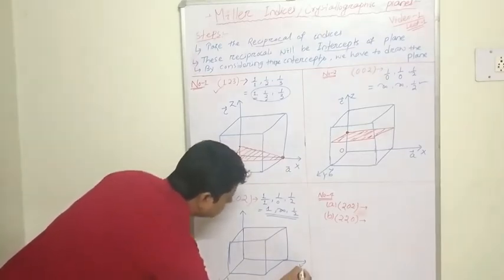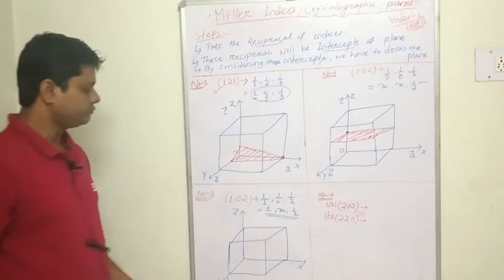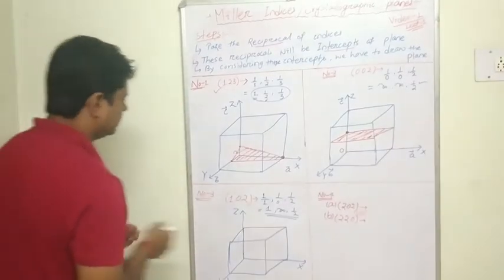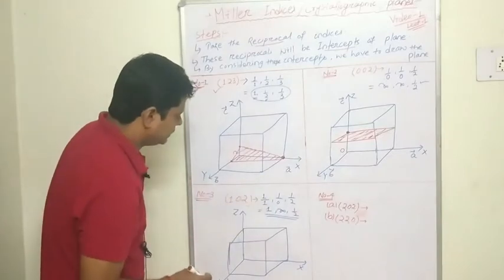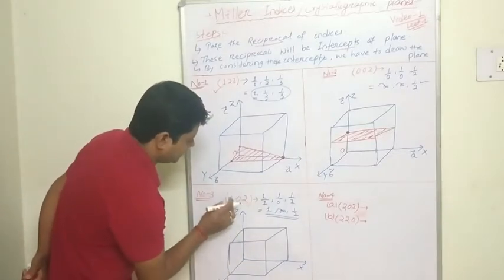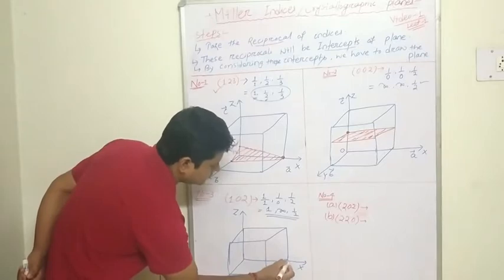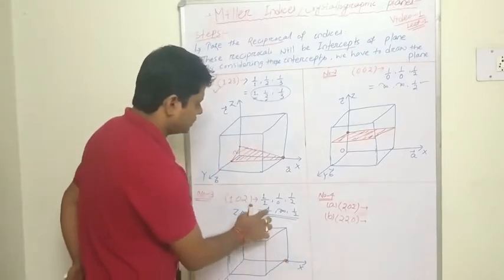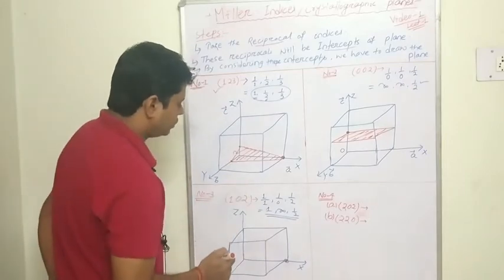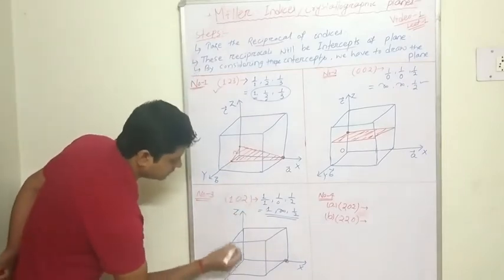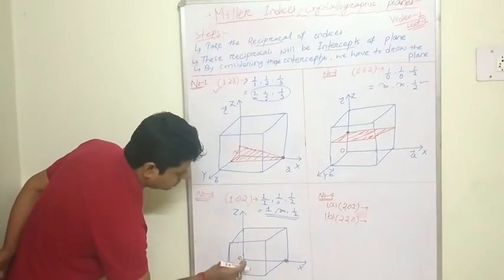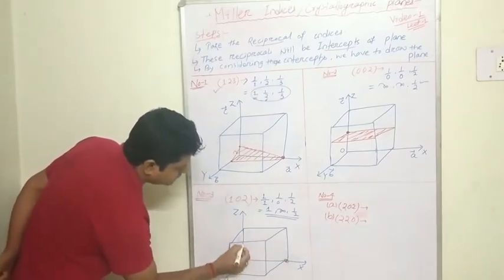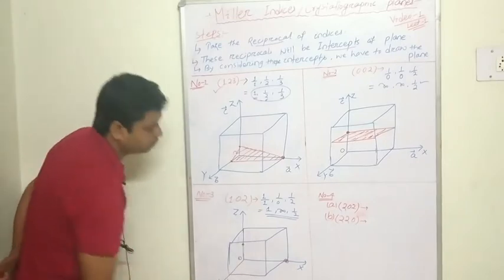This is y, x and z. First we have to mark where the intercepts will be. On the x-axis it will be here, because it has the intercept 1, and on the z-axis, from the origin we have to move along the x-axis 1 unit and along the z-axis 1 by 2 unit.